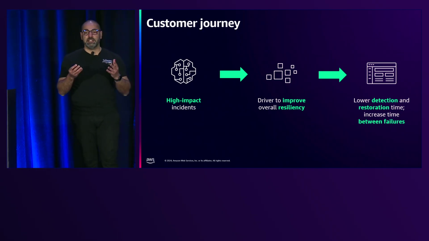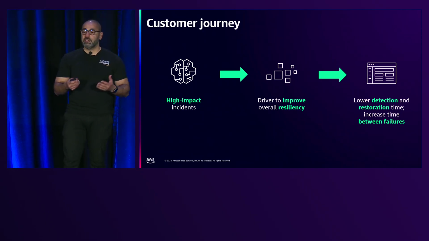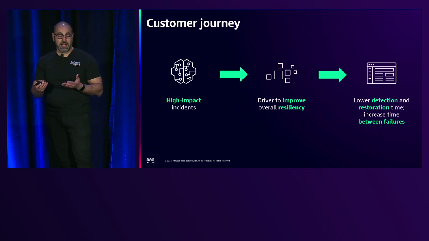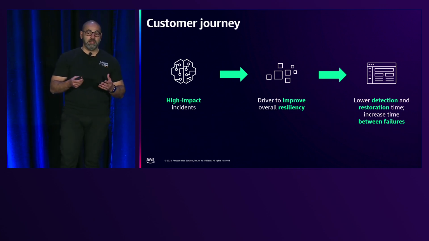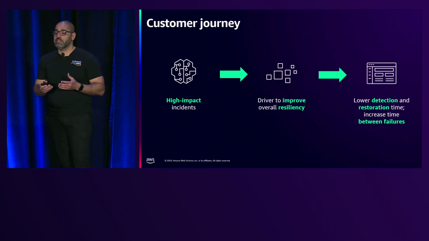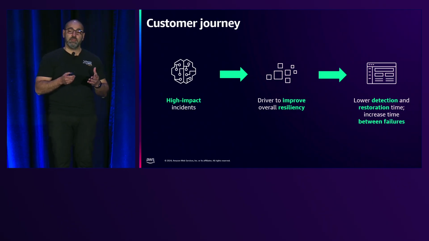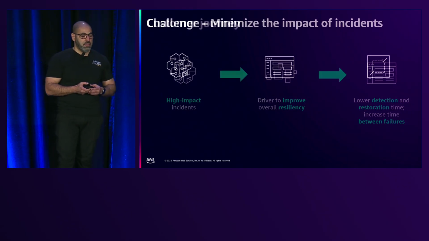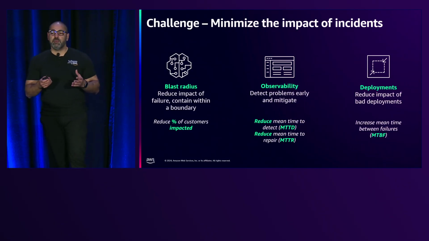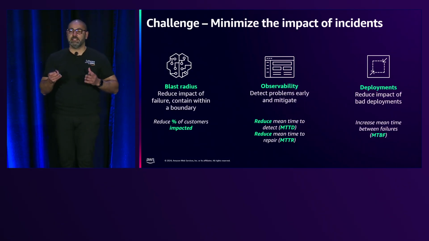So organization experiences high impact incidents. There's a driver to improve the overall resiliency of the infrastructure and architecture. And then the goal is to lower the detection and restoration time, along with increasing the time between failures. So the issue becomes, how do we minimize the impact of these incidents?